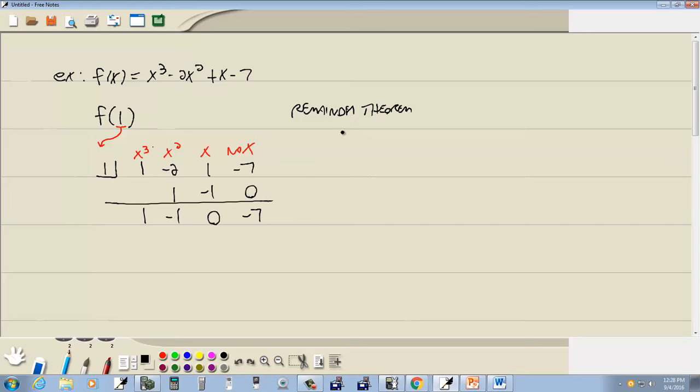Okay. Now our remainder: this was x to the third, so straight down below it will be x squared. If that's x squared, then this is x, this is no x, or a constant term, and this is the remainder. So f of 1 is going to equal negative 7, whatever our remainder is equal to. That's what the remainder theorem says.